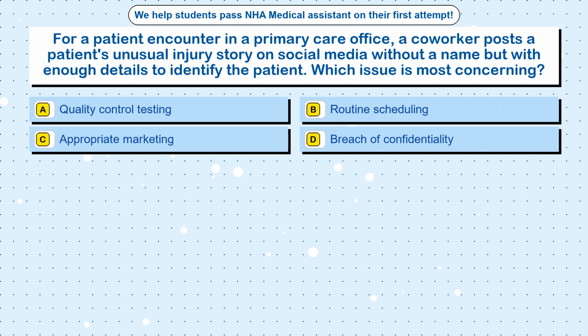Question 59. For a patient encounter in a primary care office, a coworker posts a patient's unusual injury story on social media without a name but with enough details to identify the patient. Which issue is most concerning? Option A, quality control testing. Option B, routine scheduling. Option C, appropriate marketing. Option D, breach of confidentiality.